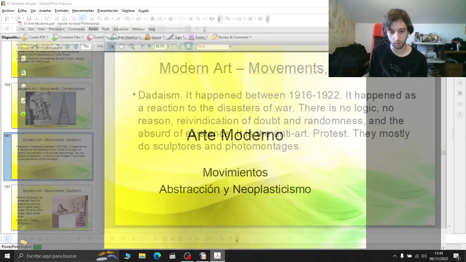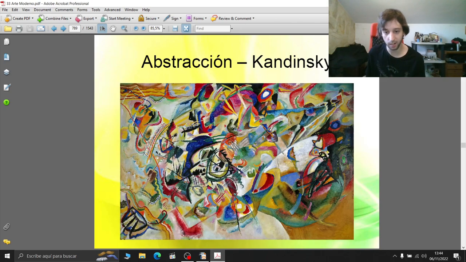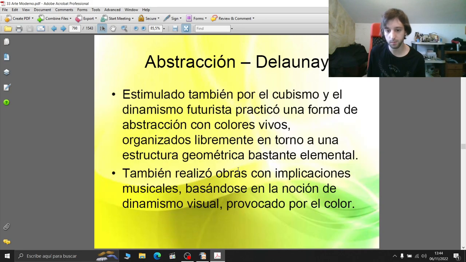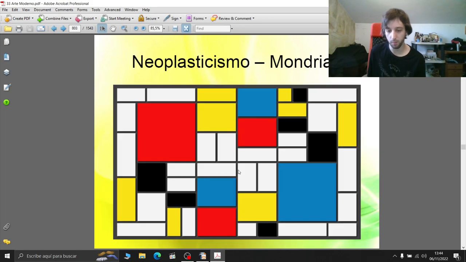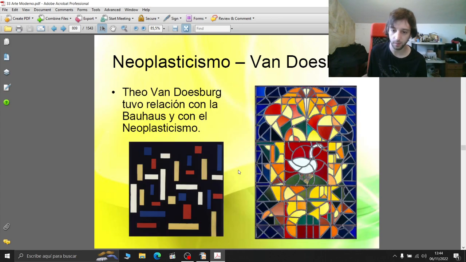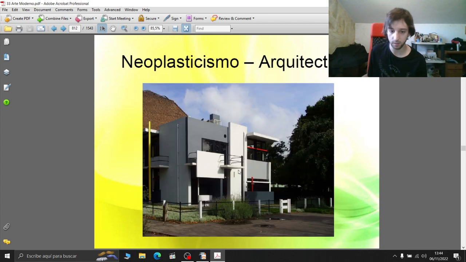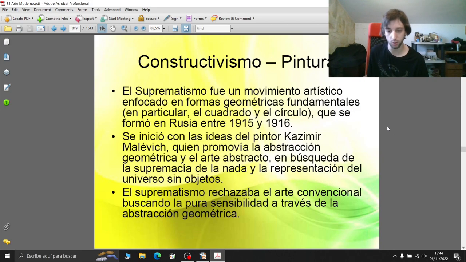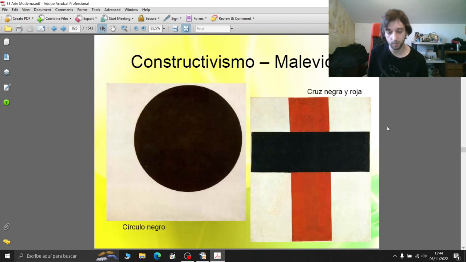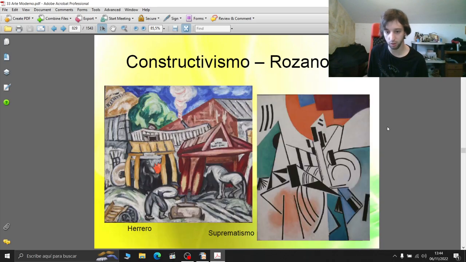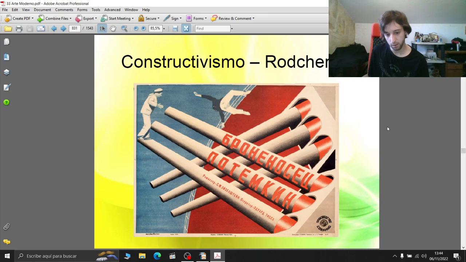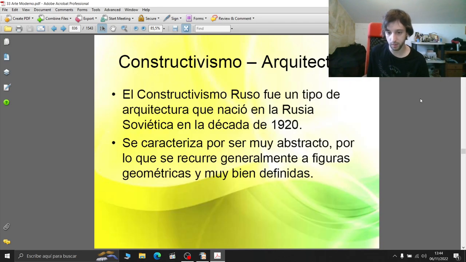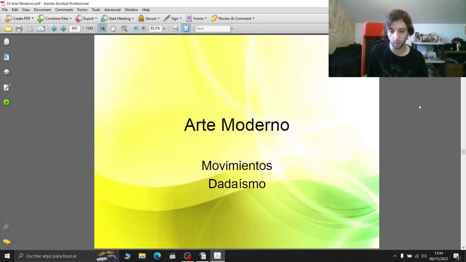Okay, I save and I show pictures. So abstraction, lyrical abstraction with Kandinsky, Delaunay. And then neoplasticism with Mondrian, Van Doesburg. And then Kazimir Malevich. This is the neoplasticism architecture and the chair. And now the Russian constructivists, with Malevich, Popova, Rozanova, Rodchenko. This is Potemkin, another film. Then sculpture and architecture: Tatlin and Zhukov.